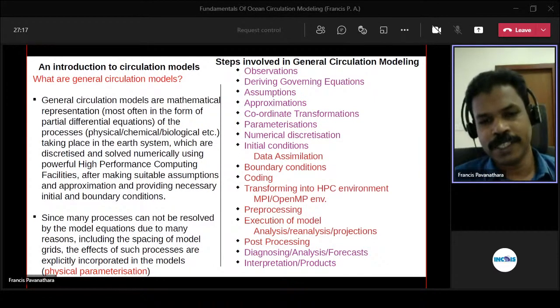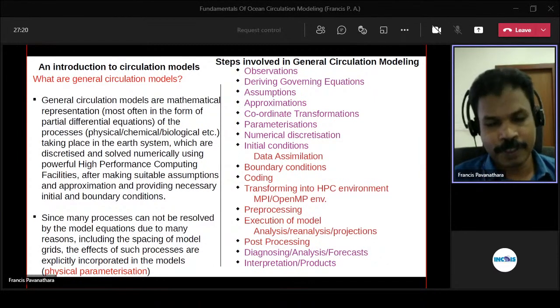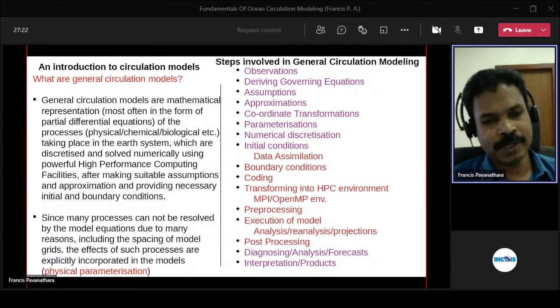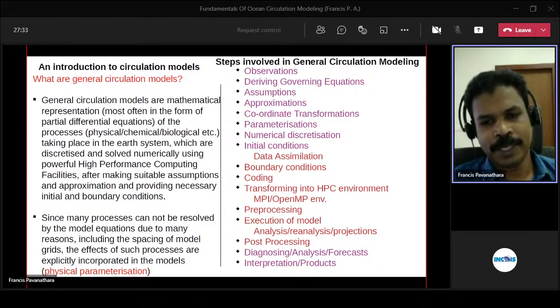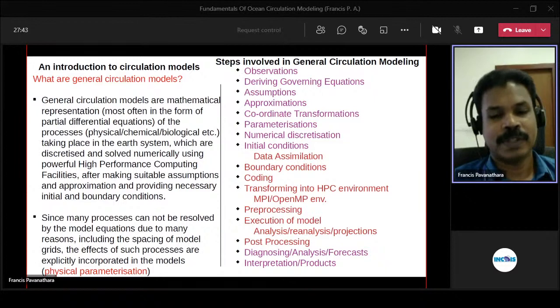The best way of doing it is data assimilation, which we will be listening to Dr. Arya Paul about in the subsequent days. And then we apply boundary conditions. That is another important aspect, particularly when we are dealing with ocean models, where we may have lateral boundaries. Of course, the surface boundary is also an important condition we have to put. Then all these things have to be programmed.